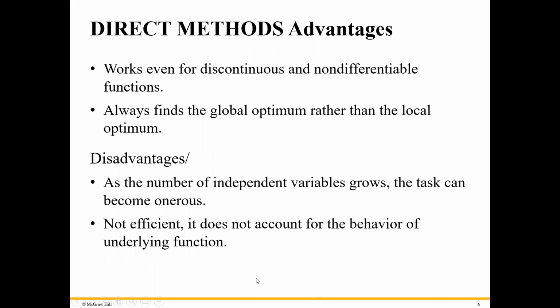And of course, it is not a very efficient method because it does not account for the behavior of the underlying function. So it is completely random. That means it has to check each and every point without any consideration of whether that point is obviously not an optimum point. So there will be a lot of inefficiencies in that method as well. But since we have the computing power available, for normal situations the optimum values can be found relatively easily.